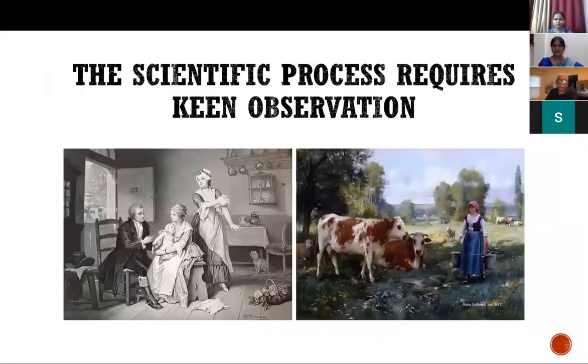So the scientific process, and I'm told that a lot of you are students. The scientific process in anything is the ability to observe everything very minutely and very clearly. So at the turn of the century, when Edward Jenner was discovering the smallpox vaccine, a very interesting observation was made.